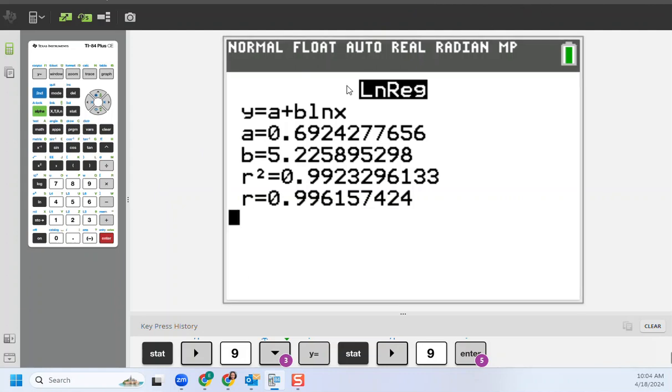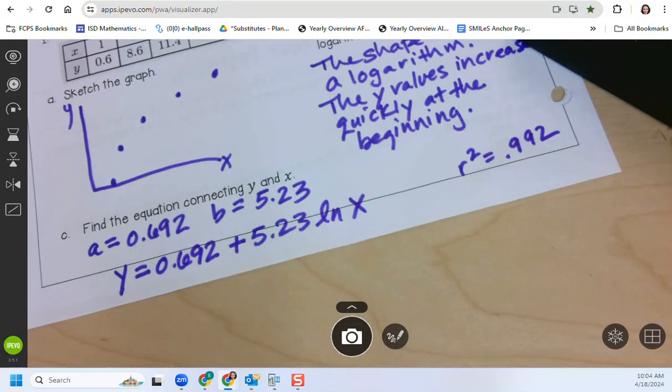Now note that your r squared is 0.992, and it doesn't ask you about that, but we do need to know about this anyway. So r squared is equal to 0.992. Is that close to 1? Yeah, it's really close to 1. So this would be a very strong correlation.